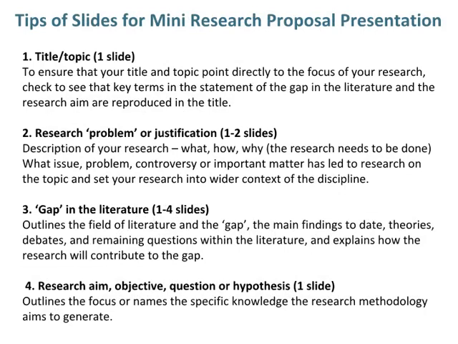Number 1 is title or topic, 1 slide. To ensure that your title and topic point directly to the focus of your research, check to see that key terms in the statement of the gap in the literature and the research aim are reproduced in the title. Number 2 is research problem or justification, 1 to 2 slides.